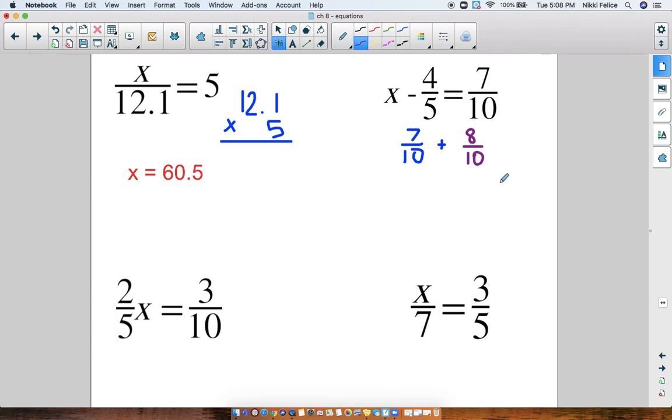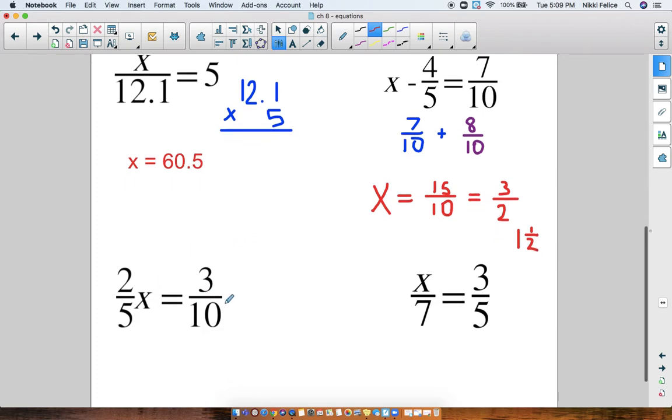Now I can add. And we're going to get the answer that x equals 7/10 plus 8/10, 15/10. And of course we can simplify that. That is the same thing. If I divide them by 5, that's the same thing as 3/2. If you want to write that as a mixed number, you can. It would be 1 1/2. But 3/2 is fine as well.